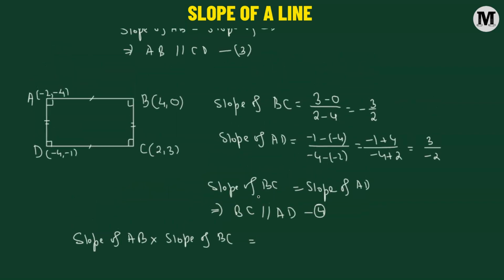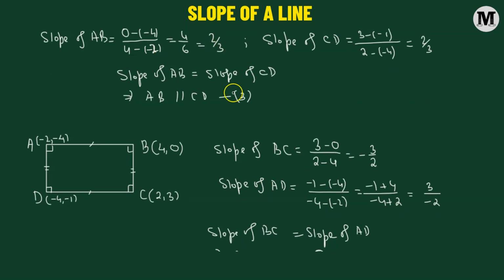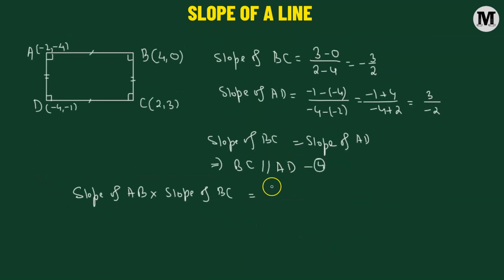What's the slope of AB? We obtained that the slope of AB is 2 over 3. So we have 2/3, and this will be multiplied by the slope of BC. BC is negative 3 over 2. So that means we have a value of negative 1. Since the product of the slopes of two lines is negative 1, that means that the side AB must be perpendicular to the side BC.